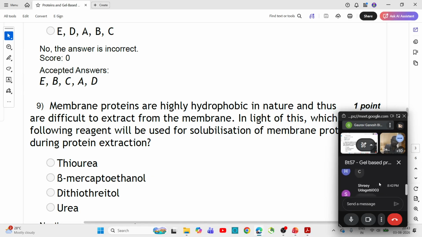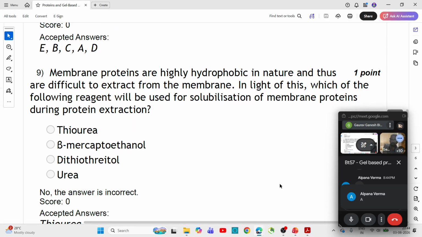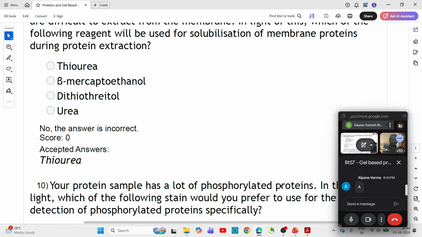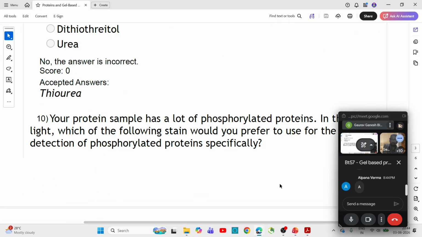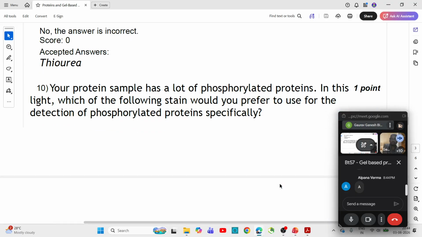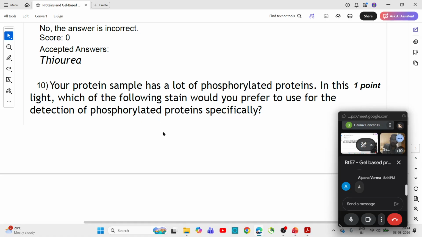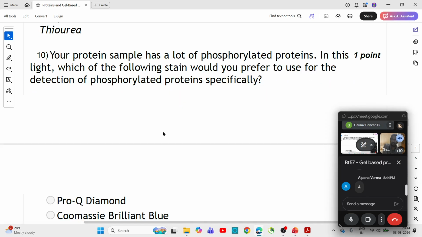Yes, thiourea. That's the answer. So your protein sample is a lot of phosphorylated proteins. In this slide, which of the following stain would you prefer to use for detection of phosphorylated proteins?